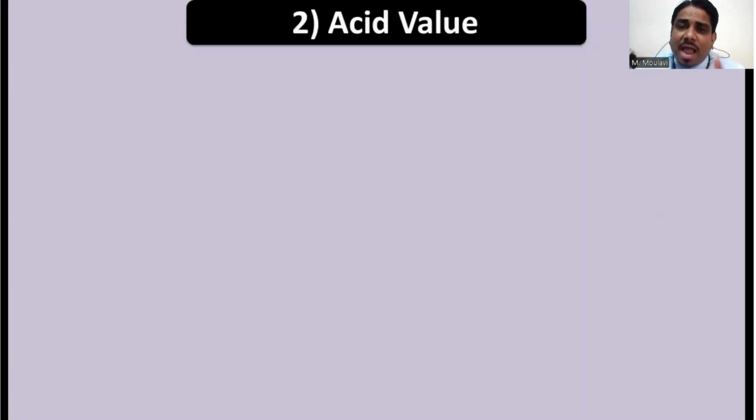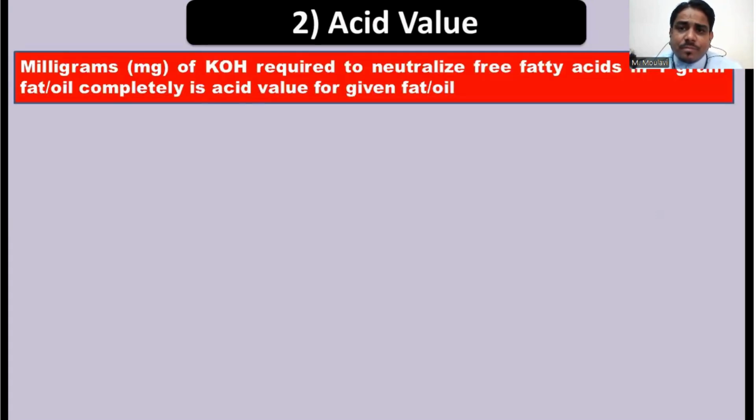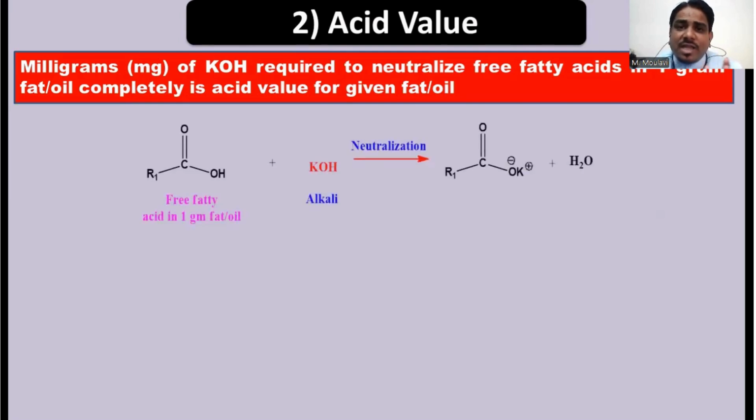The second parameter is the acid value. Acid value is used for the detection of free fatty acid generated by rancidity in the given fat or oil. The milligrams of potassium hydroxide required to neutralize free fatty acid in 1 gram of fat or oil is known as the acid value of the given fat or oil. We can understand this by using this chemical reaction.